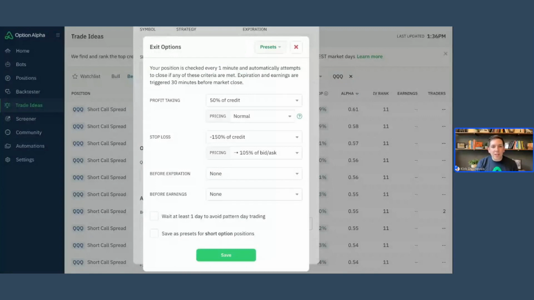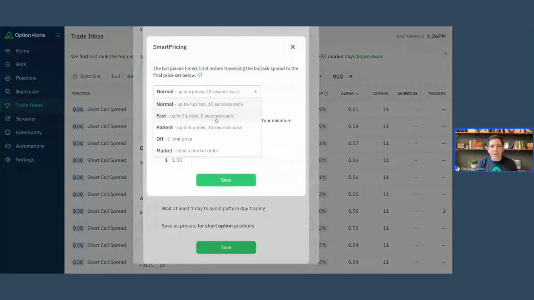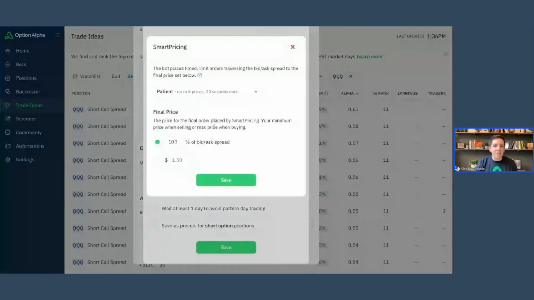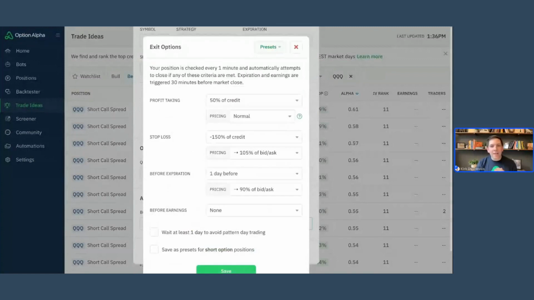And then before expiration, I want to exit the position 1 day before expiration and I want to use patient smart pricing, and I only want to try 90% of the bid-ask spread. And it will just keep trying to exit that position for that amount. So all of those are now preset for my exact position that I'm entering right now. I have all of the management taken care of.